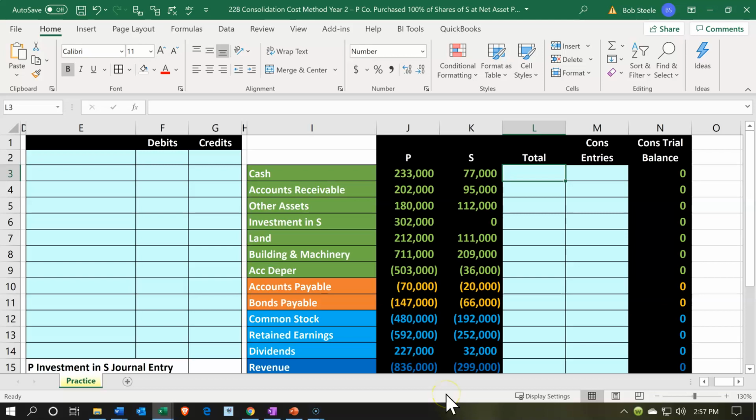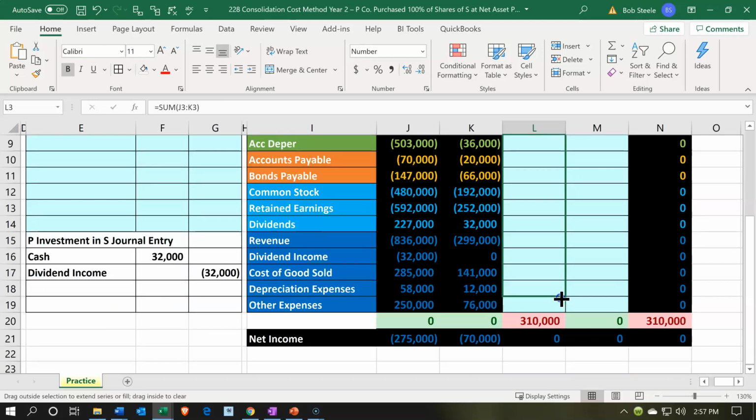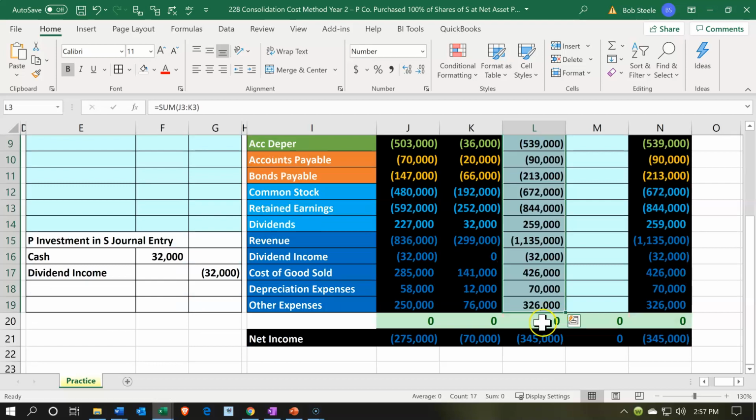So now let's go ahead and sum these up. We're going to say equals the sum of these items. So we're summing these up. Then we're going to sum them down using the autofill. We put our cursor on the autofill handle here and fill that down. So that's going to be our consolidated trial balance.